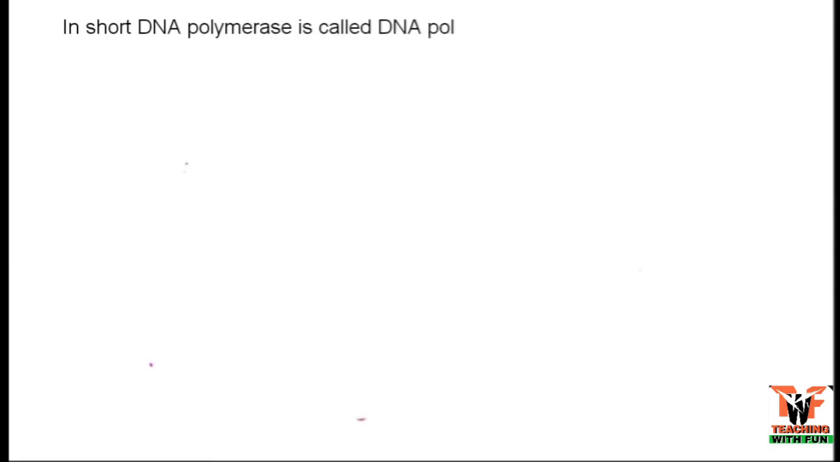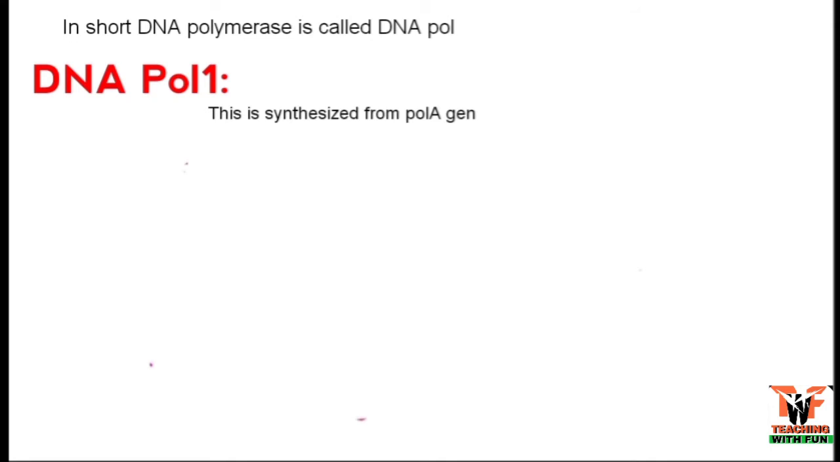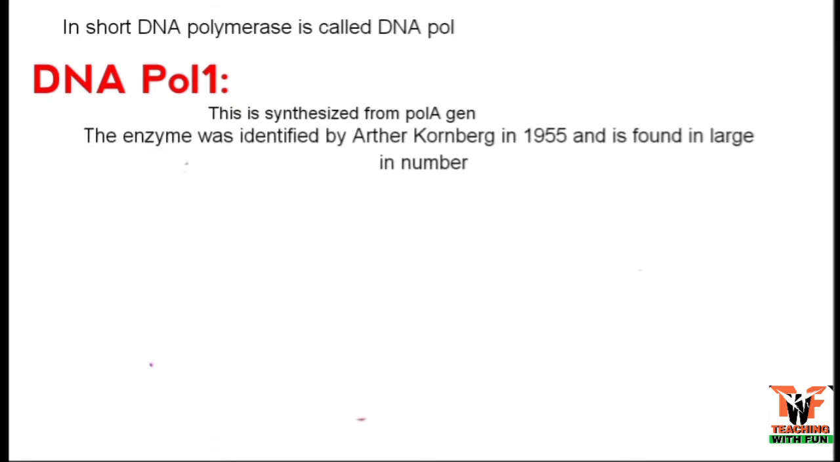The first type of DNA polymerase is DNA pol 1 or DNA polymerase 1. This is synthesized from the pol A gene and is monomeric type. The enzyme was identified by Arthur Kornberg in 1955 and is formed in large number.